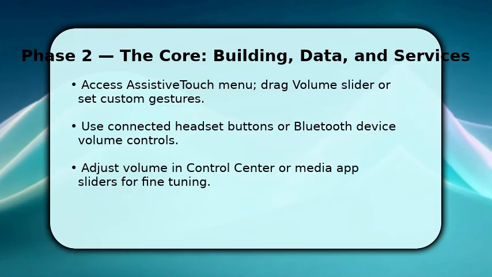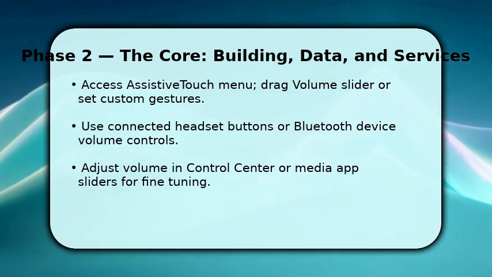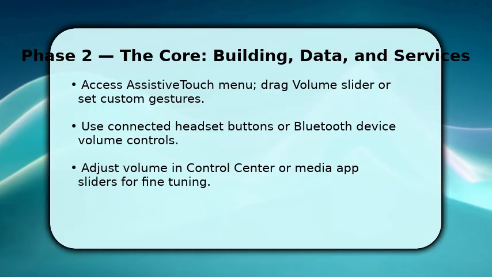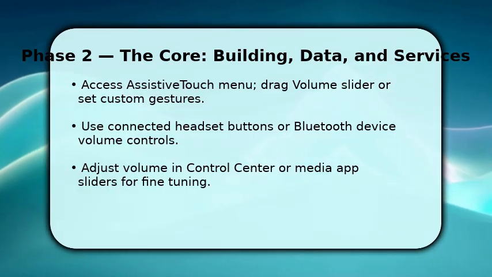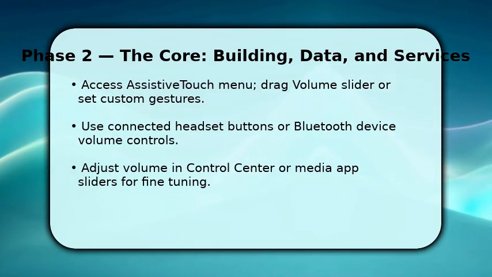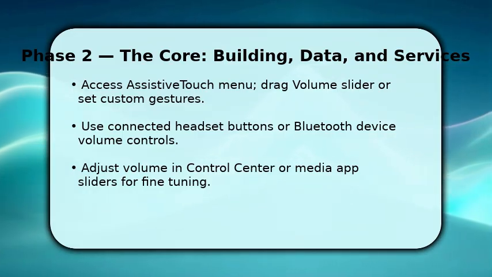Alternatively, control a paired headset or Bluetooth speaker. Their buttons send volume commands to the phone. Make sure to check the Control Center or the Active Media app. They expose separate sliders for fine-tuning and immediate feedback.